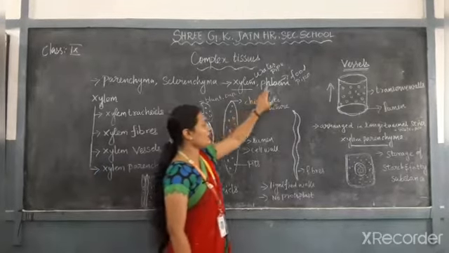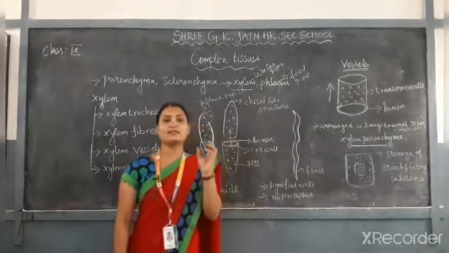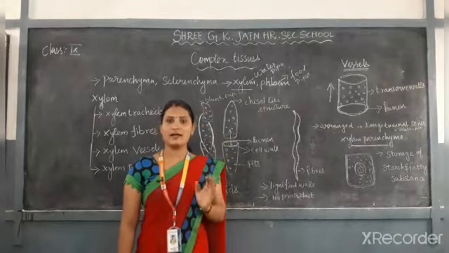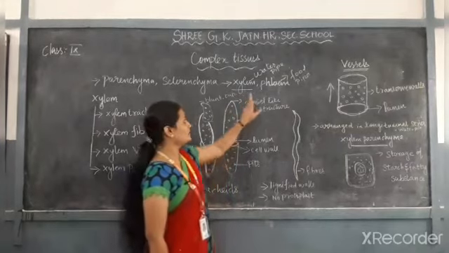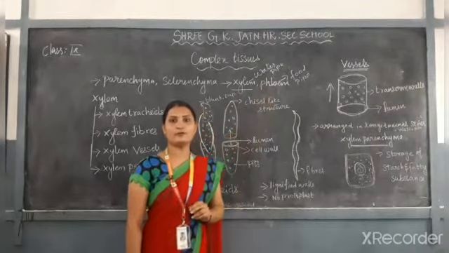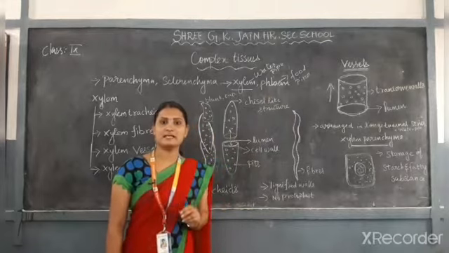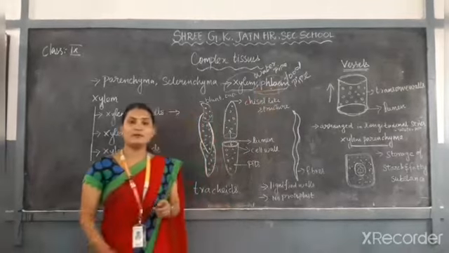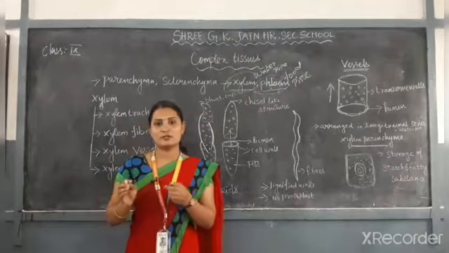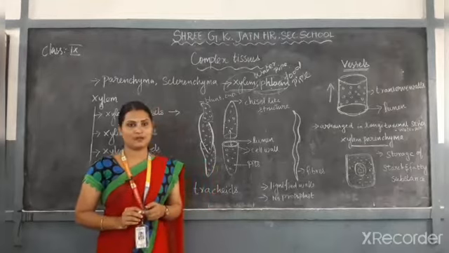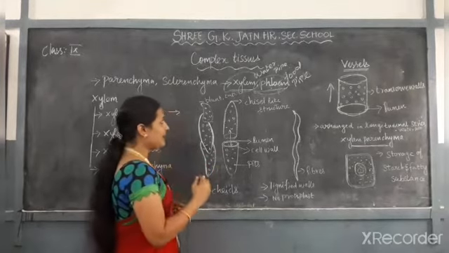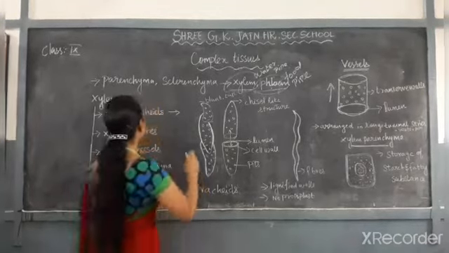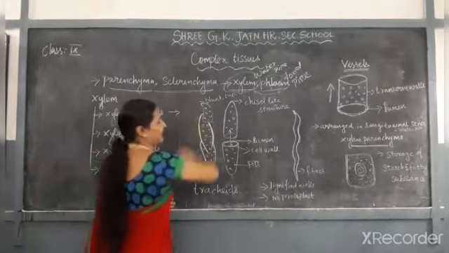And through the phloem, the food synthesized by the leaves is transported to all other parts of the plants. So this is known as the food pipe. The phloem is considered the food pipe of the plants, and the phloem helps in translocation of food in the plants. So xylem and phloem are the complex tissues which are made up of parenchyma and sclerenchyma.